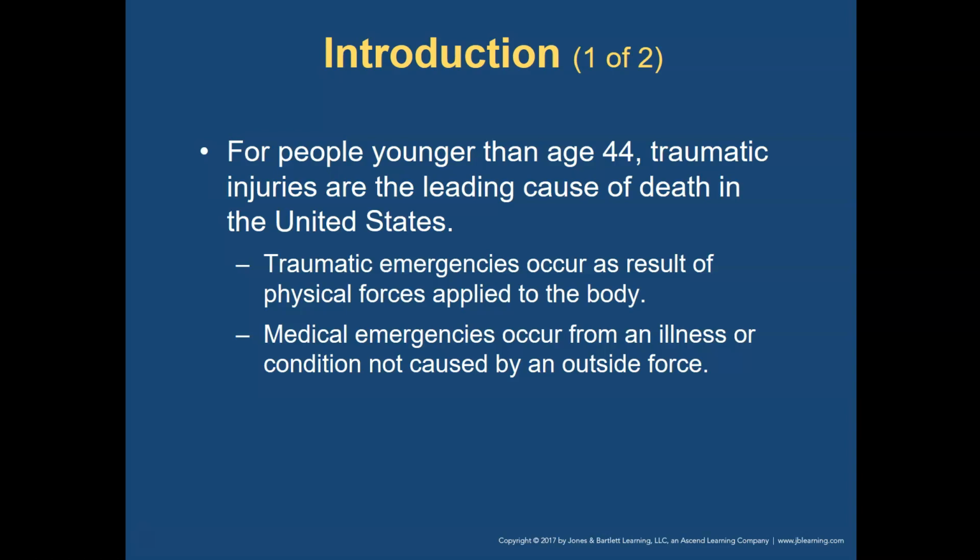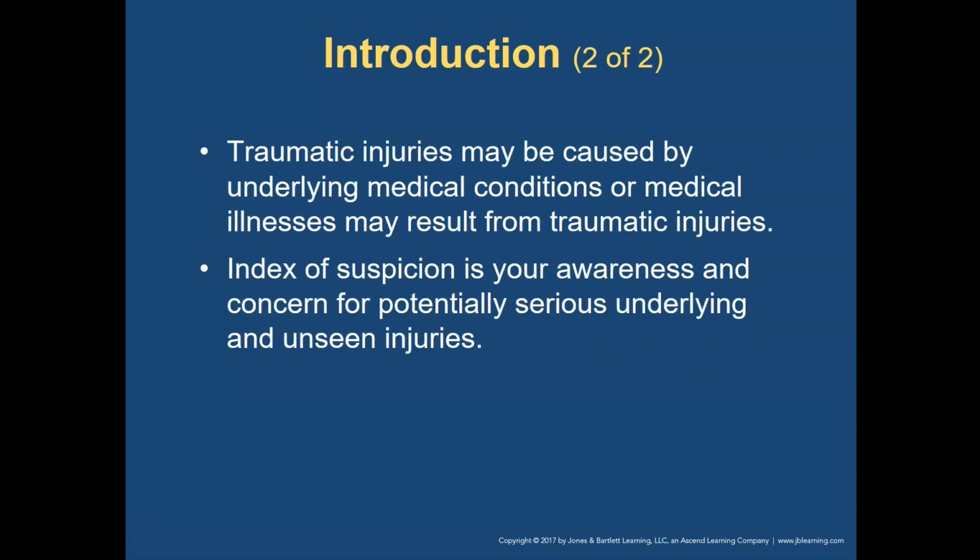So you can see traumatic emergencies occur as the result of physical forces that are applied to the body. Now, medical emergencies occur from an illness or condition not caused by an outside force. That's going to be the difference between traumatic and medical emergencies. So traumatic injuries may be caused by underlying medical conditions, or medical illnesses may result from traumatic injuries. So thinking about it, you could have something going on that then caused you to become injured in a traumatic way.